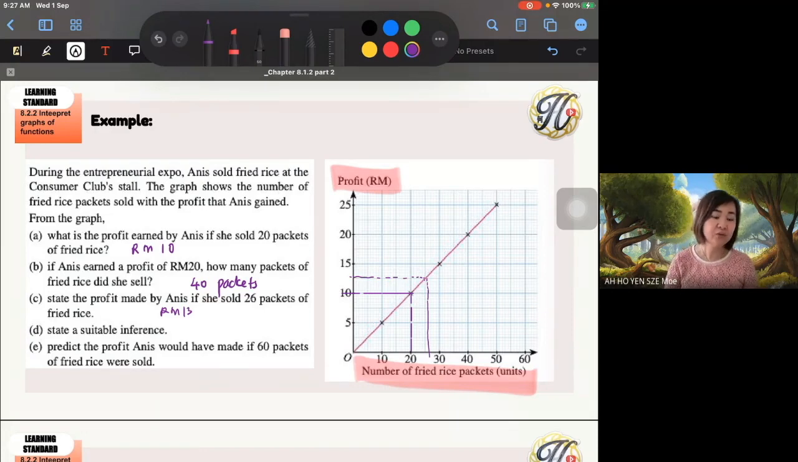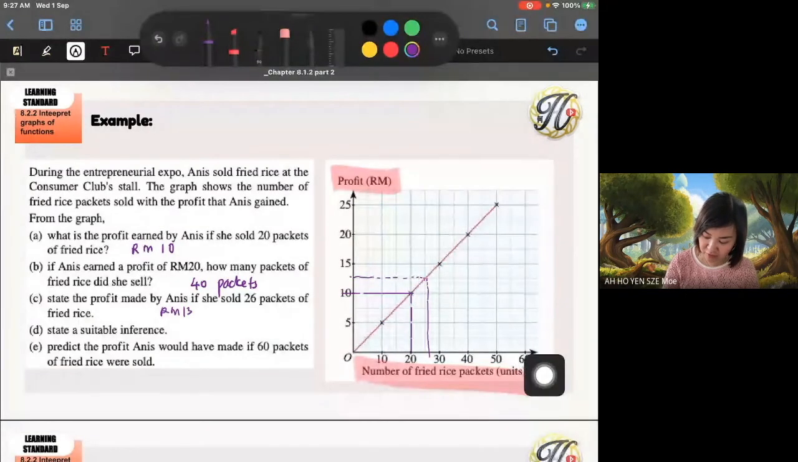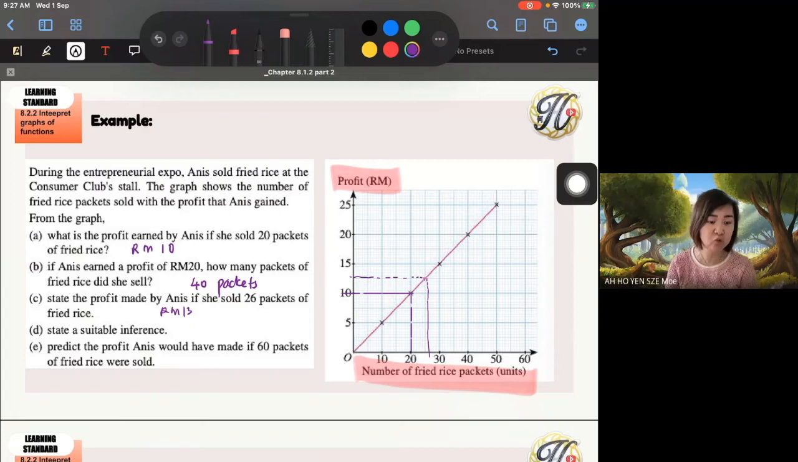Okay, so E, predict the profit for the last one. Predict the profit Anis would make if 60 packets of fried rice were sold. So predict. You see, this one is 60 here. So you can see here, we don't have the line here, right? Until here only, we go until 50 only. If you have to predict, if 50, roughly how many packets will be sold?